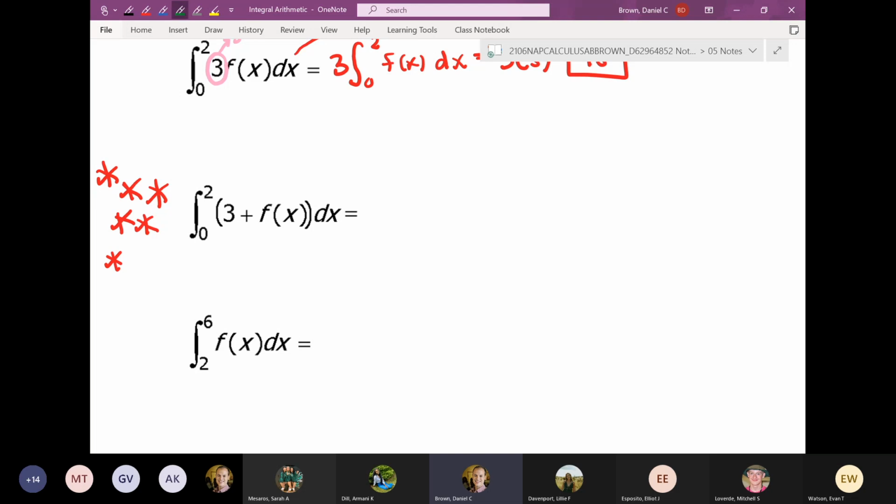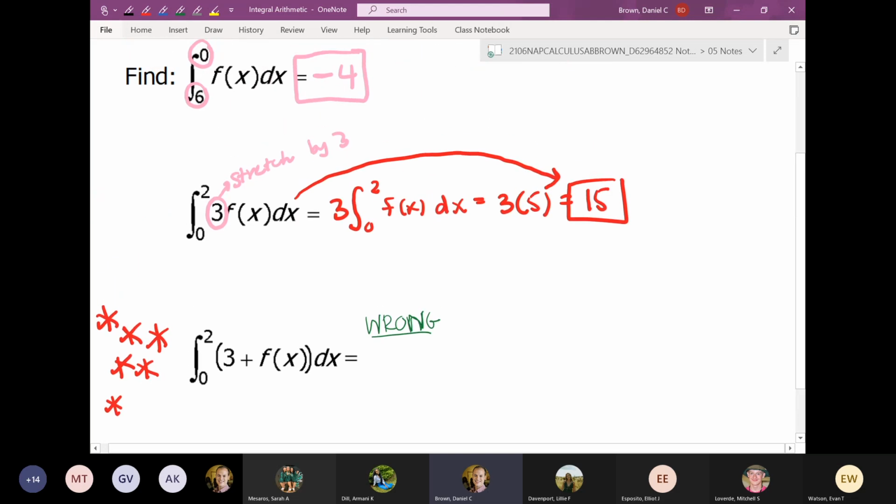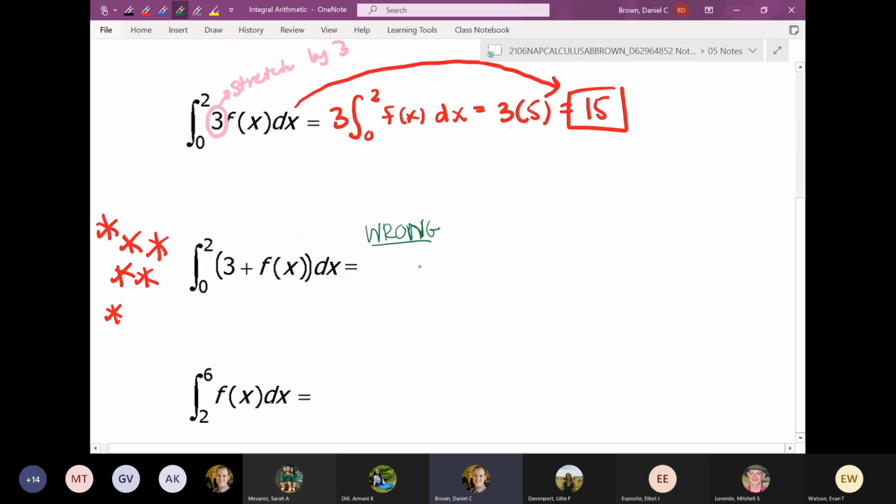So when you look at this one, this is the integral from 0 to 2 of 3 plus f of x. The wrong answer that I see all the time is people are like, well, I know the integral from 0 to 2 was 5. And I'm just adding 3 to that, so I get the answer of 8. I can't tell you how many times I see that. And it's always completely wrong.